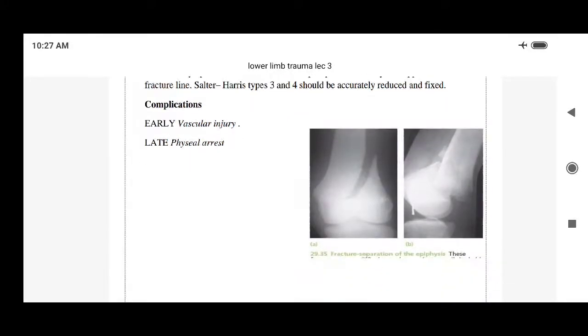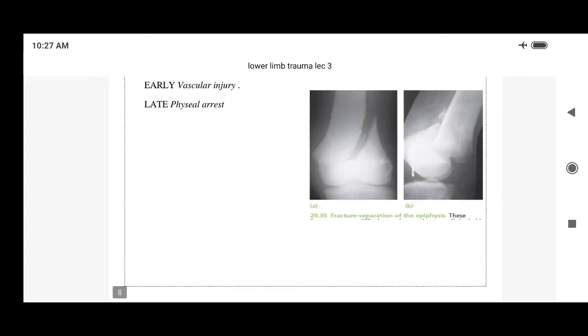Complications, early and late, include vascular injury. A late complication is physeal arrest. It may cause shortening, because around 70 to 80% of the femoral length depends upon the distal femoral physis, and if one side of the physis is closed, it will cause angular deformities, whether genu varum or genu valgum. That is all, and thank you.